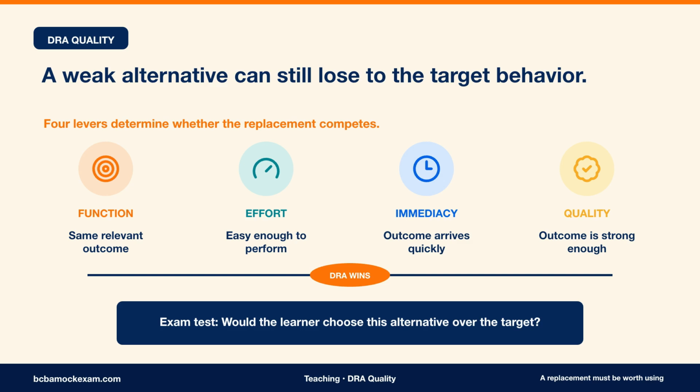A procedure can be DRA and still be weak. Check function, effort, immediacy, and consequence quality. If disruption produces a long break, while an appropriate request produces only a delayed pause, the target still has the better payoff. Treatment quality questions ask whether the alternative can realistically compete, not only whether DRA is named.